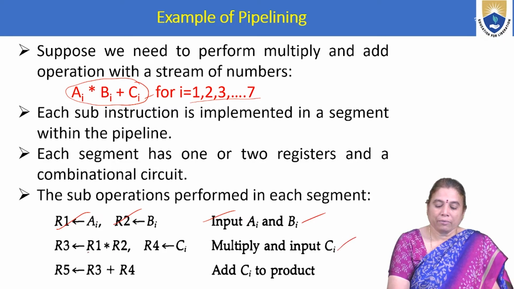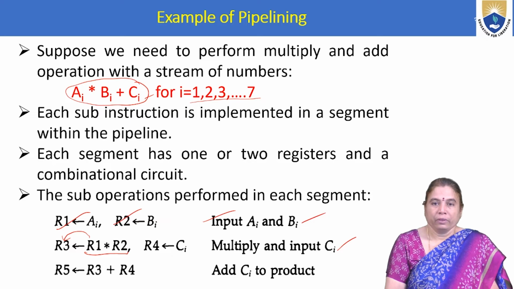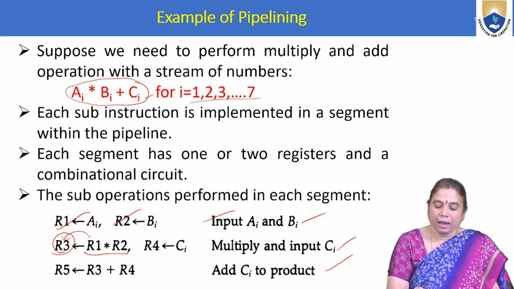That is, the R1 value and R2 value can be multiplied and the result can be moved to the register R3. At the same time, C can be inputted to the register R4. The third segment is add C to the product. The product is stored in the register R3 and C is input to the register R4. So R3 plus R4 can be added and the result is stored in R5.